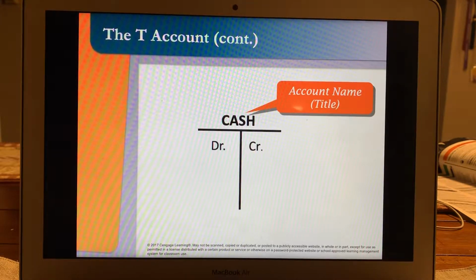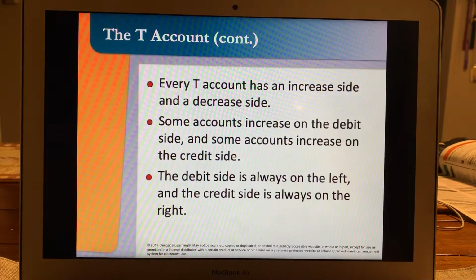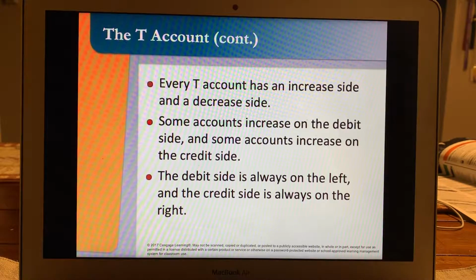At the very top of the T account is the account title, or the name of the account. So every T account has an increase side and a decrease side. Some accounts increase on the debit side and some accounts increase on the credit side. The debit side is always on the left and the credit side is always on the right.